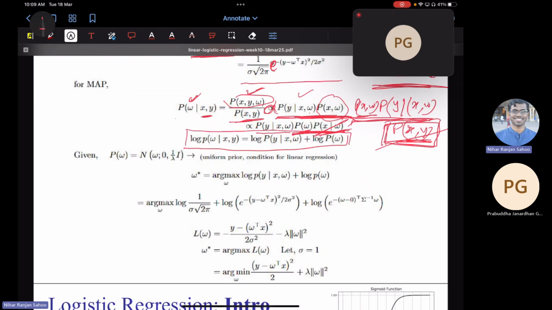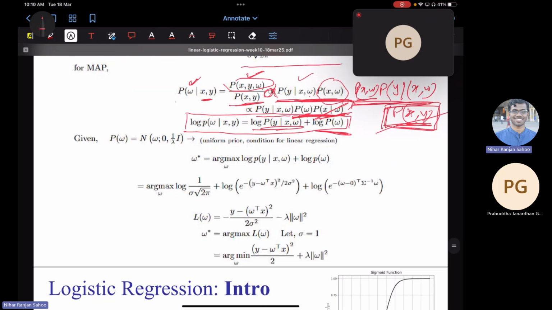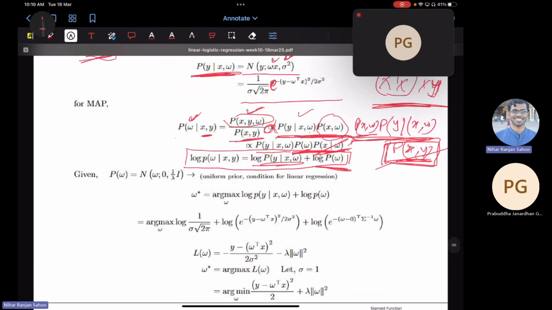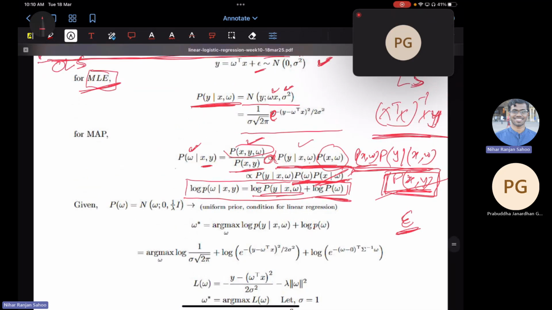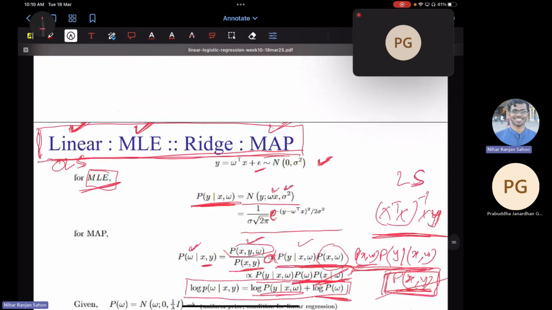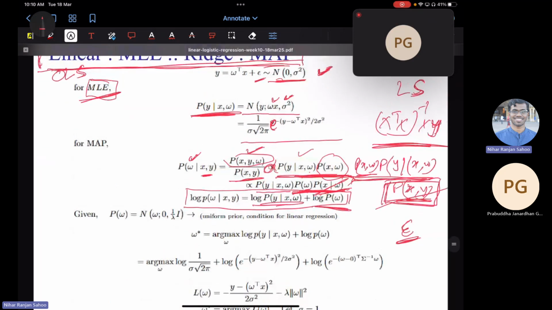the log formulation of this MAP estimate will be log of P(w given x, y), which will be log of probability of y given x, w, that is the MLE, plus the log of the prior, right? Now we'll use the assumption of linear regression, that is homoscedasticity. The error is uniform for all data points. This error comes from a normal distribution with zero mean and sigma square variance. This is uniform for all data points.